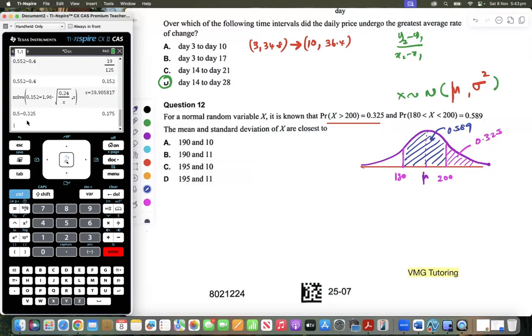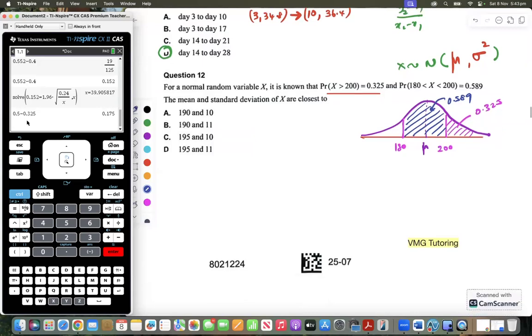Okay, let's read the question now. Okay, straightforward question. They're asking the mean and standard deviation, right? So I believe you can do this question using two simultaneous equations. Actually, you can add the inverse normal function into the simultaneous equation if you want. Otherwise, you can solve them separately. How do you do it? The easiest method, you can convert them into Z values. That's the easiest method.